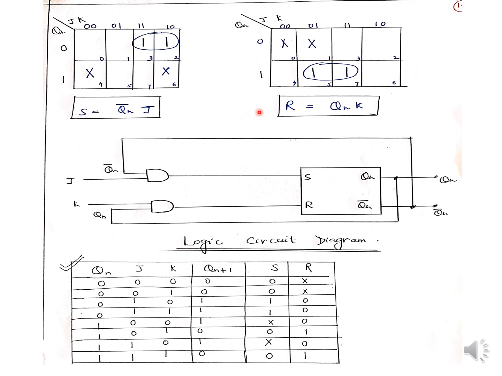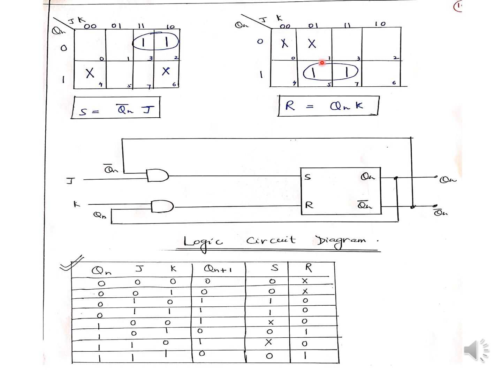Okay. Now we will determine the equation for R. So again we will see where is the don't care condition and 1 for R. The don't care condition is at 0 and 1, and then it is 5 and it is 7. So 5 and 7 is 1, and 0 and 1 is don't care.